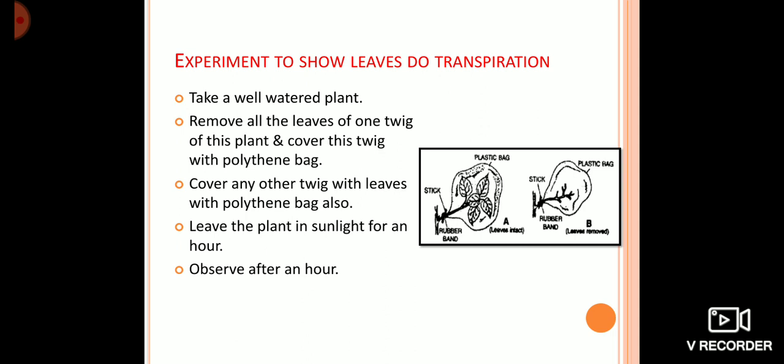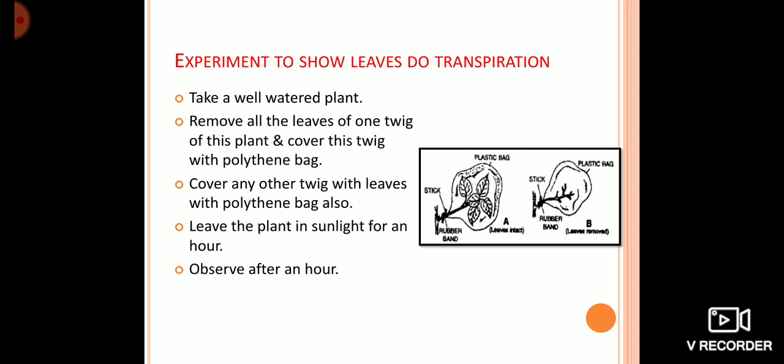So we will now try to prove leaves do transpiration, or they perform the process of transpiration. So again you have to see one experiment. Here, take a well watered plant, then remove all the leaves of one twig of this plant, and cover this twig with a polythene bag.